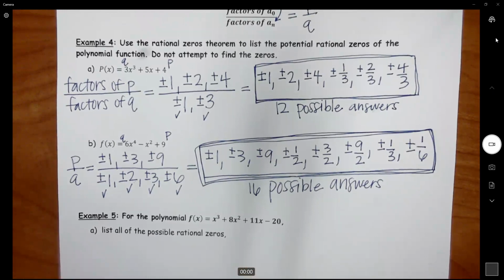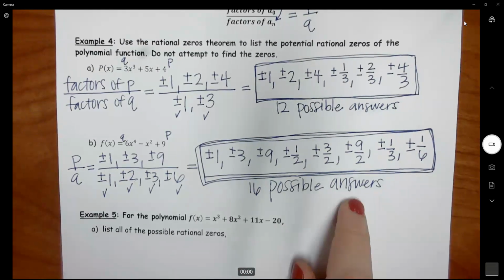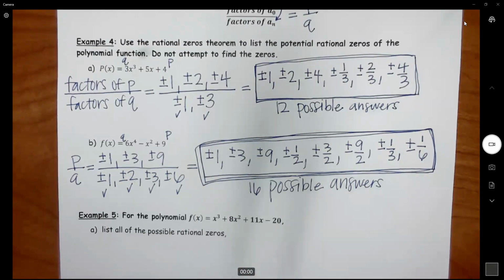I was going to keep going, but I think I'm going to stop the video here because it's getting kind of long. Make sure you understand this and you understand example 3 before you move on.